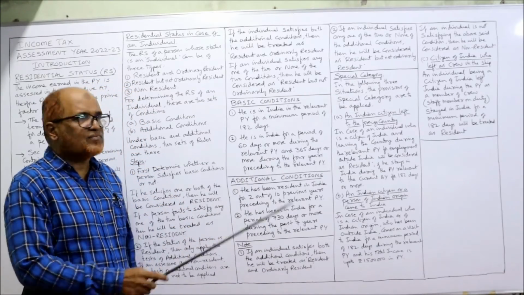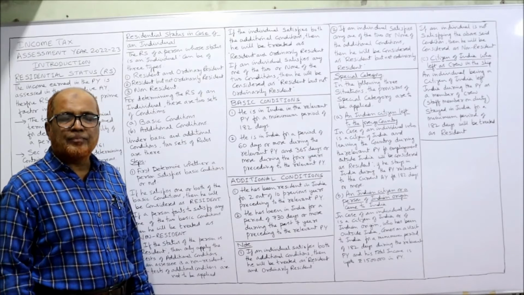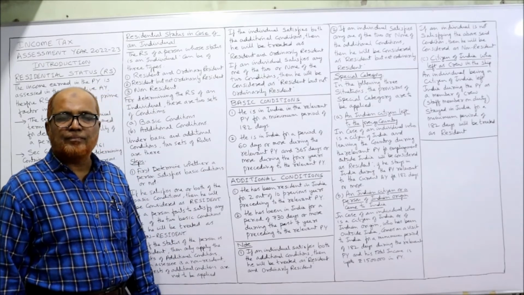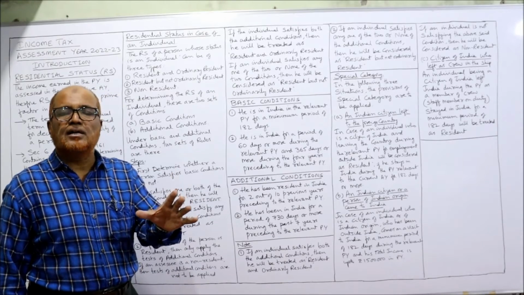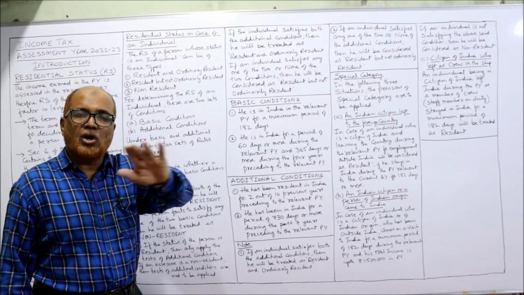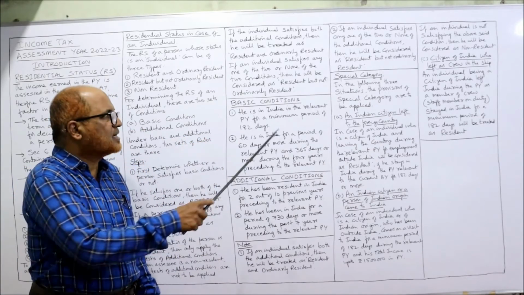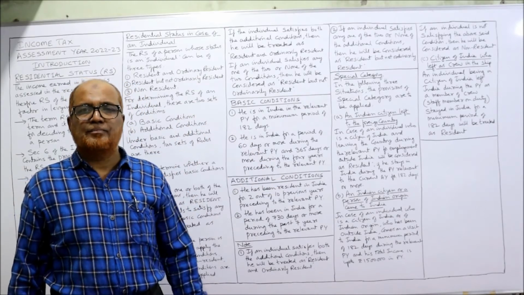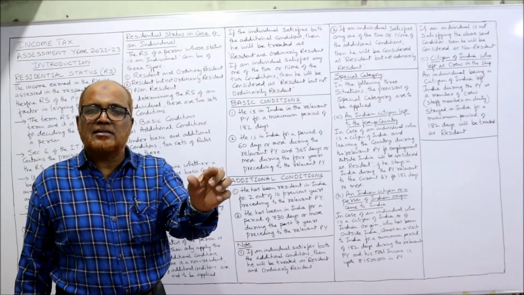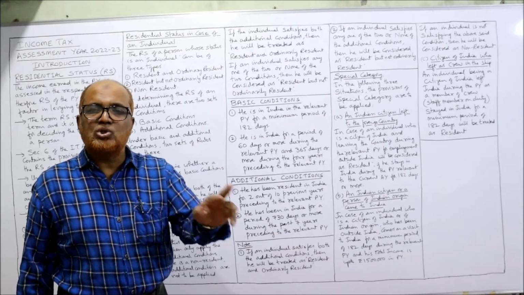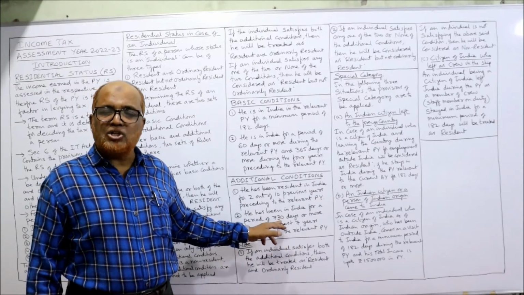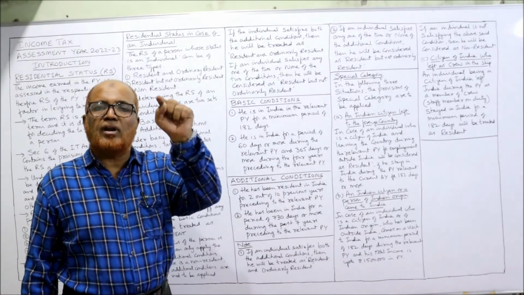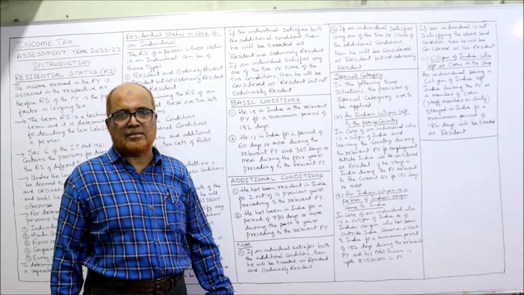If an SSC satisfies any one of the conditions or both the conditions, he will become resident. If a person does not satisfy any of the basic conditions, he will become a non-resident. If he becomes a non-resident, no need to check the additional. Additional conditions are there only for resident SSCs.